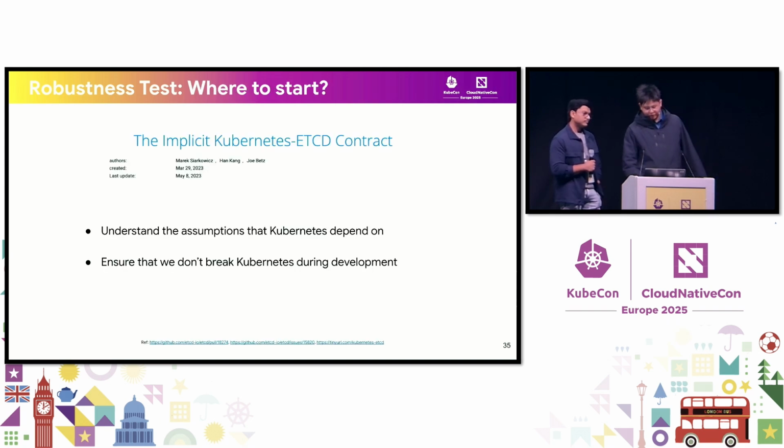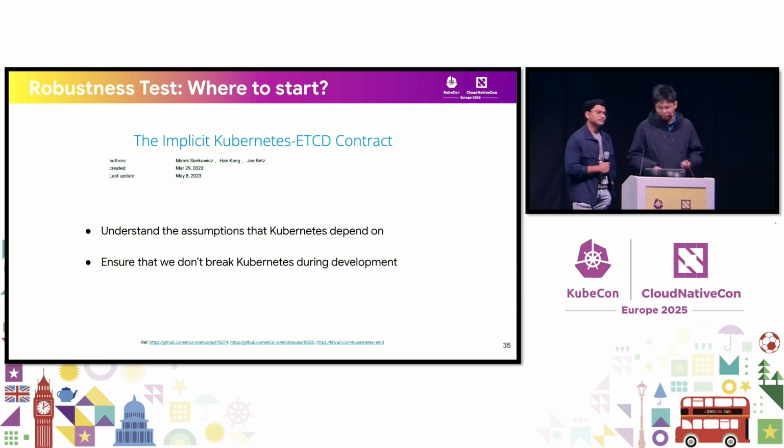And one of the main directions of our test is to make sure that we are as reliable as Kubernetes would expect us to be. So we set foot by understanding how etcd is used by Kubernetes, which is documented in this contract. We codify the interface, we test it continuously, so that when we introduce new bug fixes or new features, we won't break Kubernetes by accident.